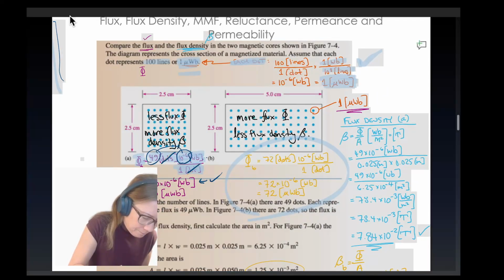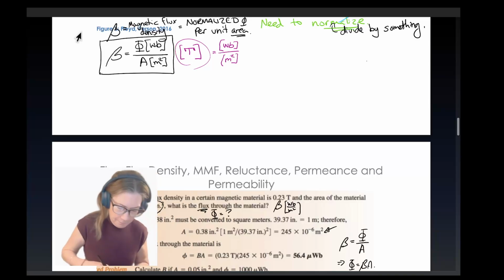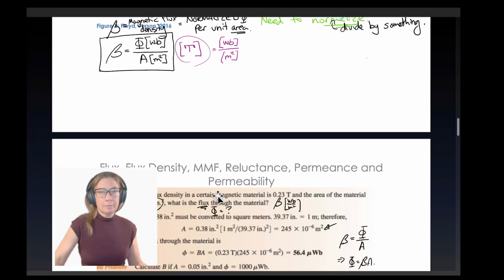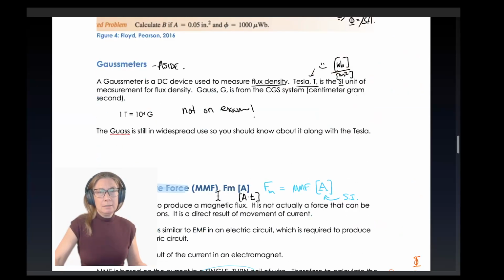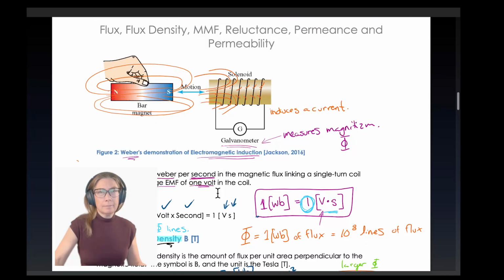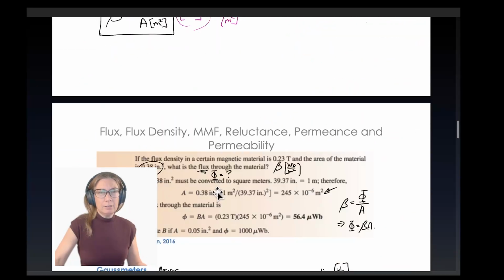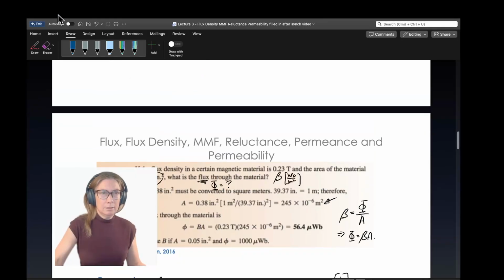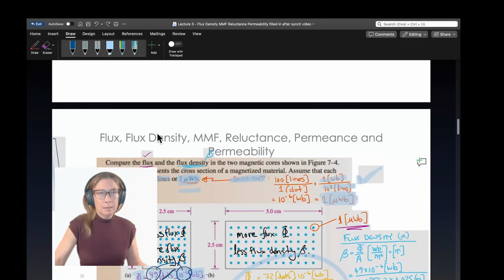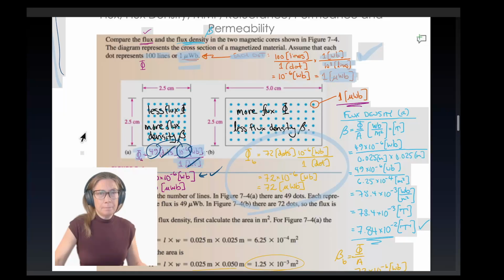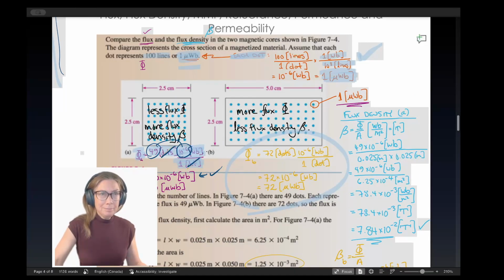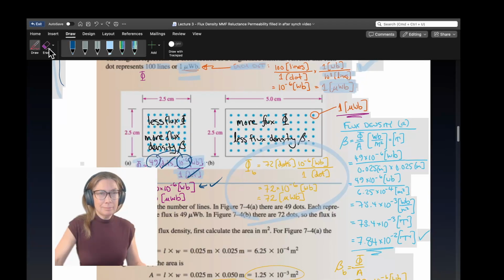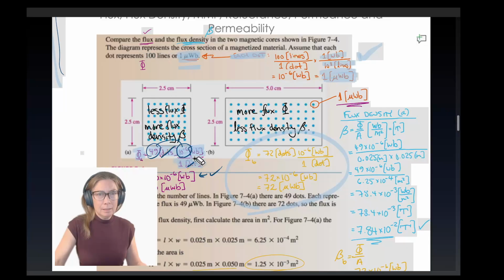Bear with me here, sorry about this. Did I just erase the whole thing? I did. Bear with me, trying to get into drawing mode here. All I wanted to do is get rid of that arrow.